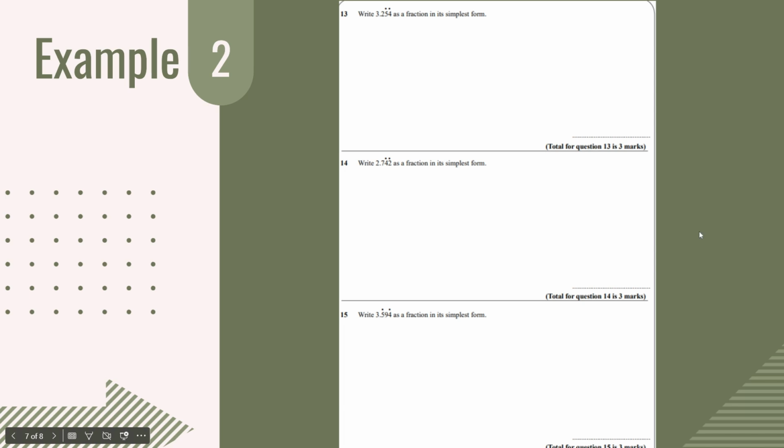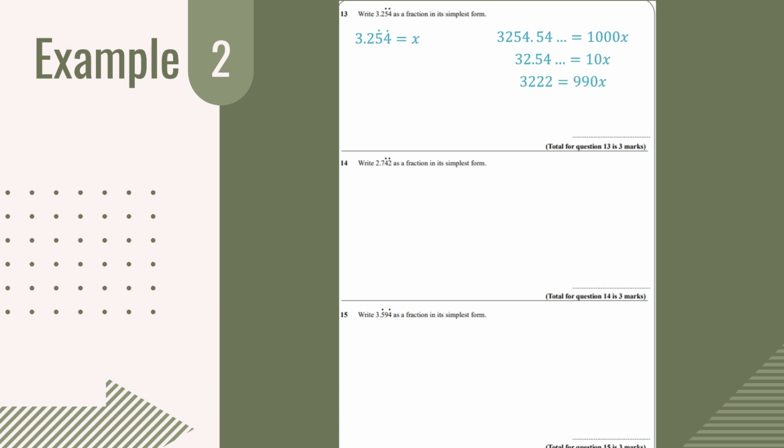So, in our first question, we're asked to write 3.254 recurring as a fraction in its simplest form. If we put that to x on its own, we can times that by 1,000 to get 1,000x equals 3,254.54 recurring. And if we times x by 10, we can get 32.54 recurring equals 10x. The reason I've done this is our decimals will then cancel out with one another, which leaves an integer.